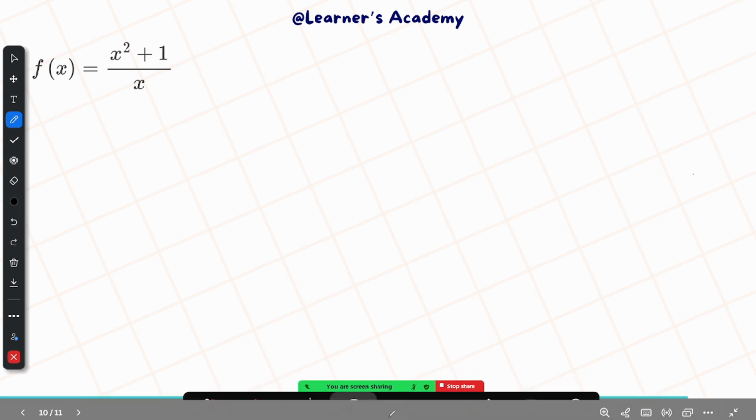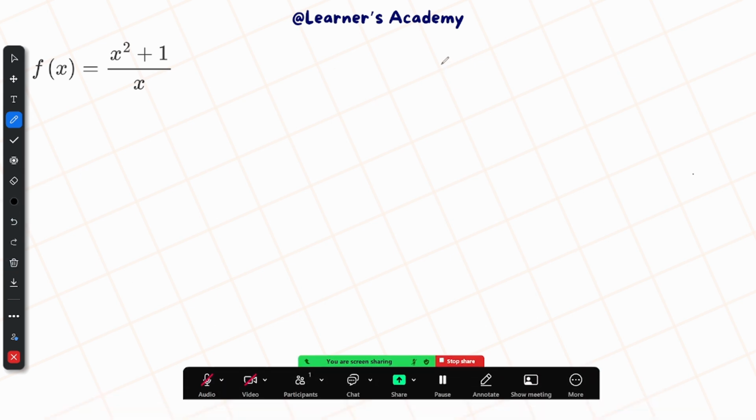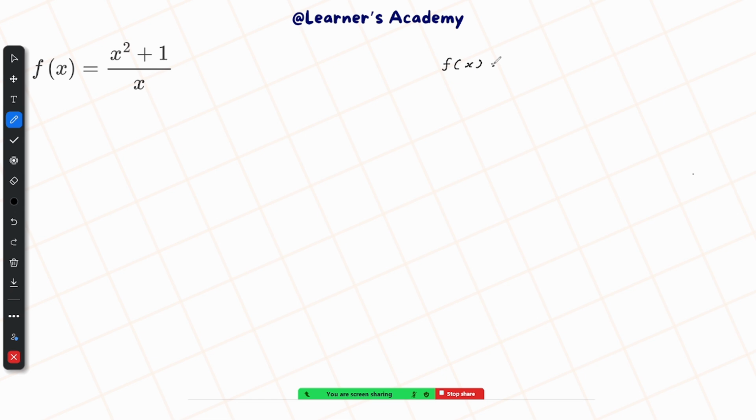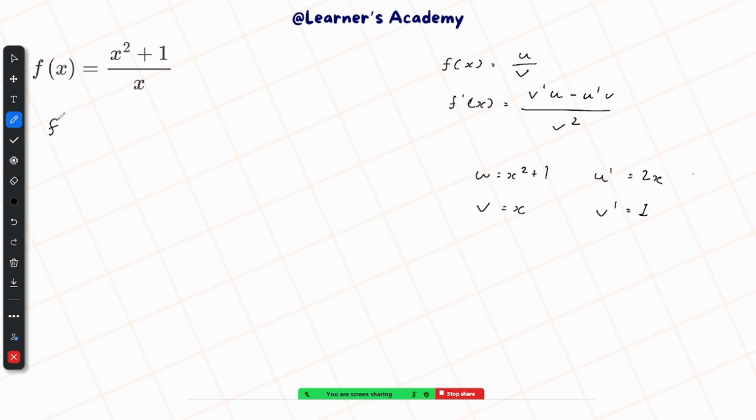Okay, the next part is a little bit complicated, so before that, if we want to differentiate a fraction, we have to use this formula: v prime u minus u prime v divided by v squared. In this case, u is x squared plus 1, and v is x. If we find the derivative of u, we get 2x. If we find the derivative of v, we get 1. So we differentiate the whole equation using this formula.